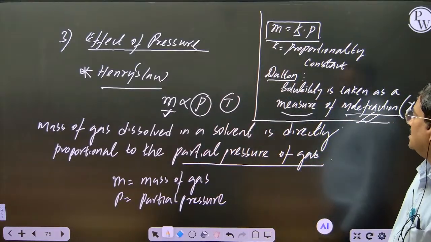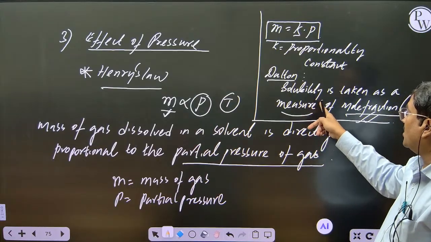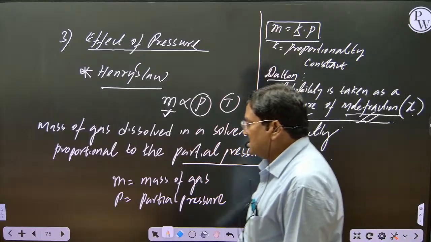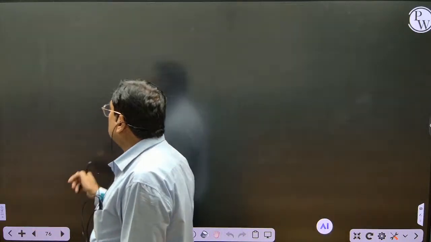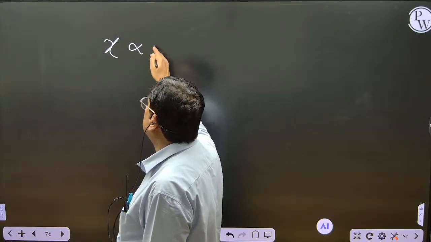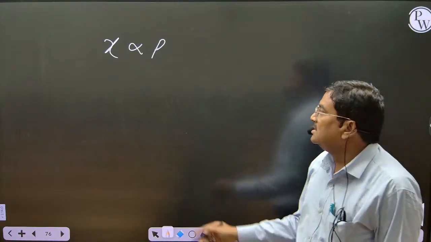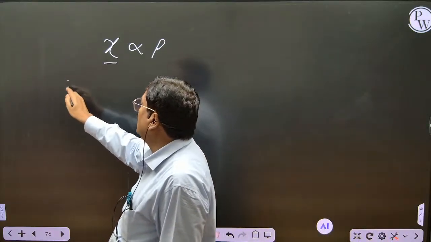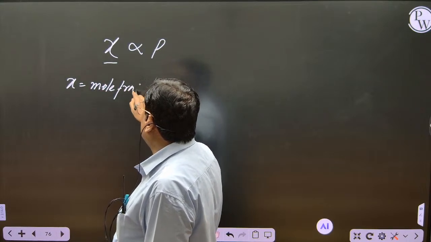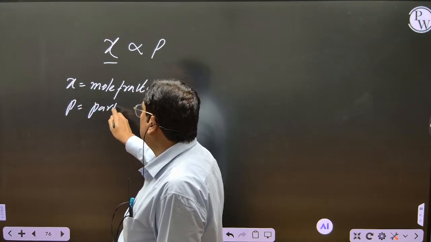Understood, students? So now I write it on the next page. Up to this copied, everyone? So solubility is taken as a measure of mole fraction. Now what we write, students: according to Dalton, the solubility which we are taking in terms of mole fraction is directly proportional to partial pressure. So here X is what? Mole fraction. And what is P? P is partial pressure.